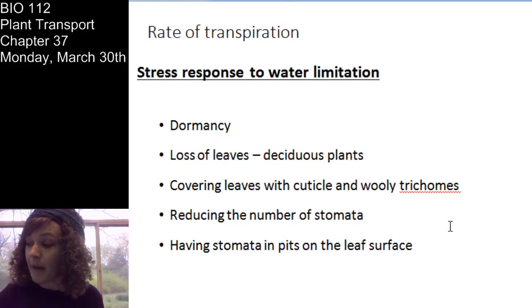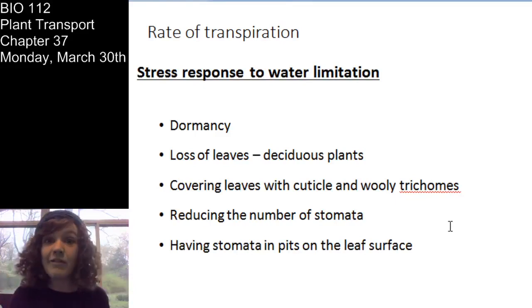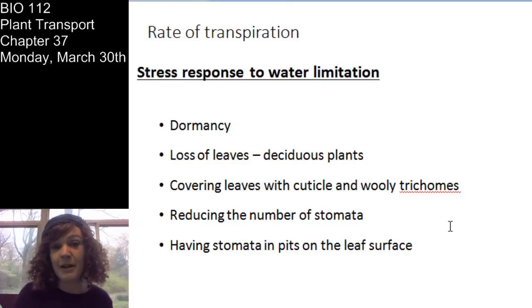If you want to know more about other adaptations like halophytes, plants that live in really salty environments, your book talks quite a bit about plants that live in salty environments. We talk about that quite a bit in ecology. But in this class, I just want you to be familiar with these stress responses to water limitation as opposed to salt adaptations.